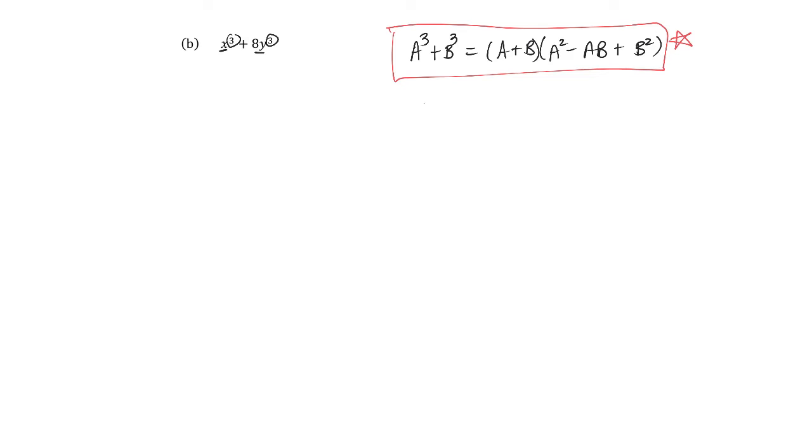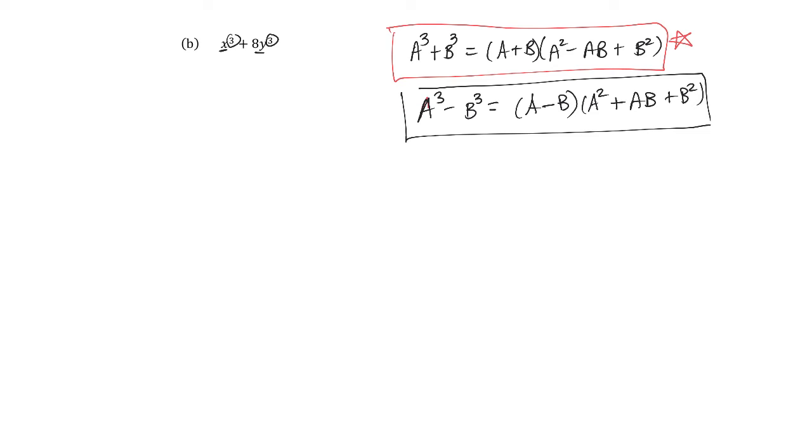There's also the formula for the difference of cubes, which is a minus b times a squared plus ab plus b squared. And these are just formulas, and we just need to know them and be able to apply them. Okay, I'm going to choose this first one because of the addition sign here. So I need to use the one that has addition.